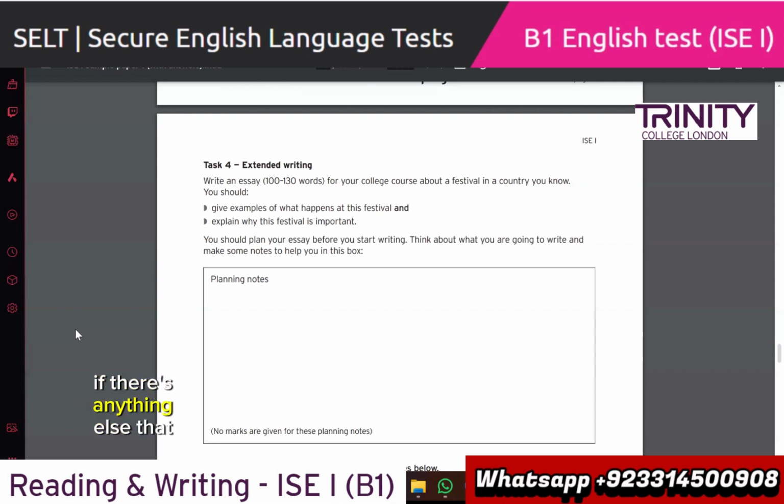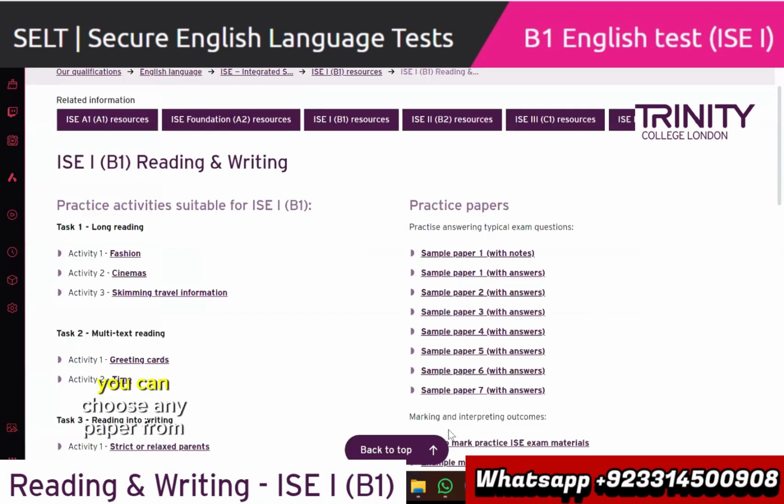If there's anything else that you would like to discuss about the task, what part of the test would you like to discuss today? Task 1, task 2, task 3, or task 4? Task 4 is difficult, but task 1, 2, and 3 are easy. You can choose any paper from here. Okay, paper 3.